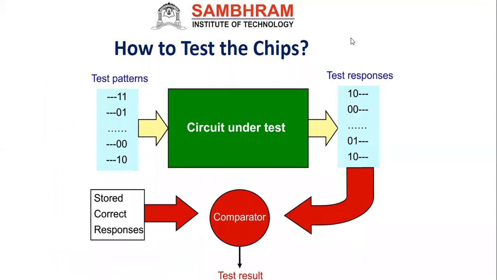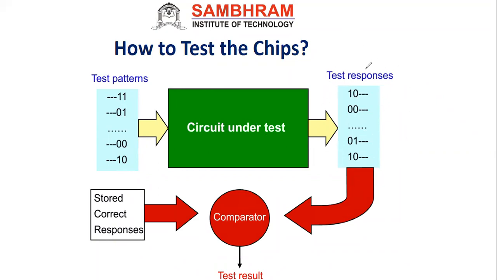So here overall we are showing how to test. This is my test pattern. See, 1 1 0 1 0 0 1 0. These are my test pattern input vectors. We are giving them to the circuit. This is our circuit under test. Now you have to see the test response. See that the test response is like this: 1 0 0 0 0 1 0.